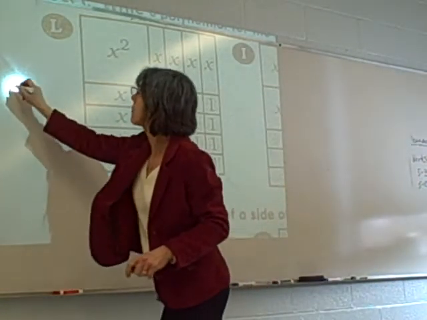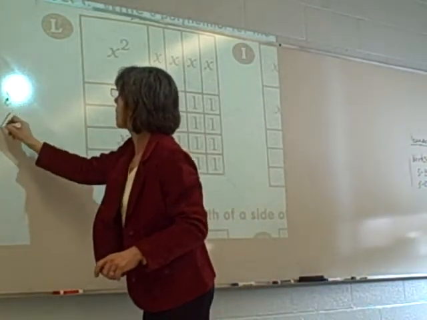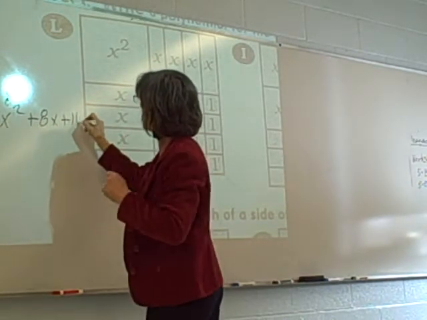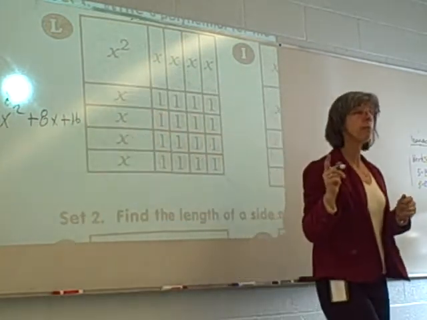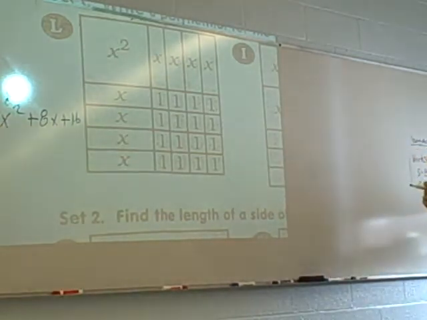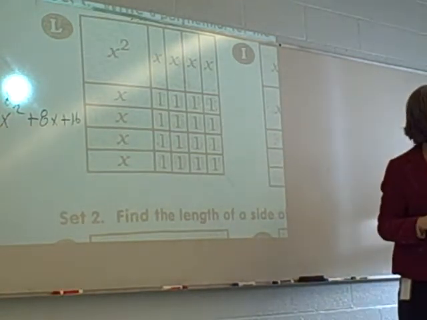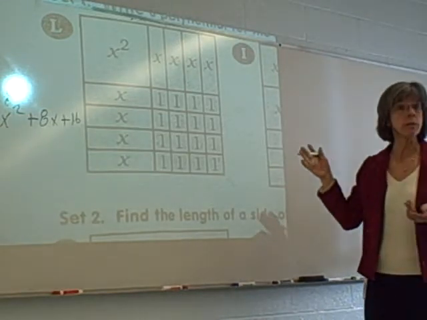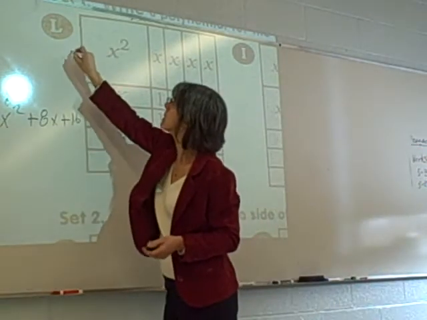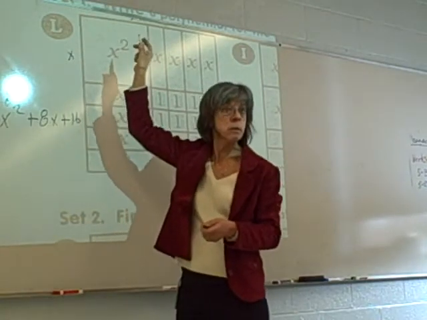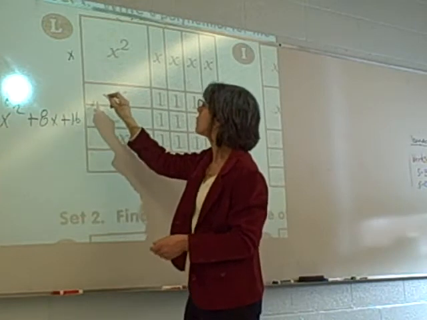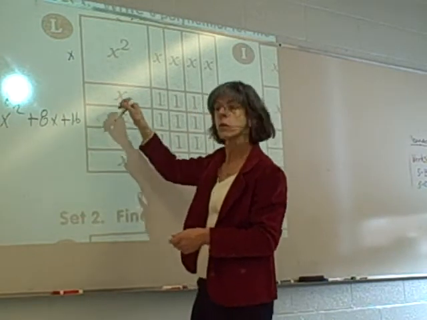Okay, so I have x squared plus 8x plus 16. So what are the dimensions? It's x squared plus 8x plus 16, right? Is it a square? Yeah. Because what are the dimensions? Isn't this an x? X times x? And what would this be over here? Do you know what these are?